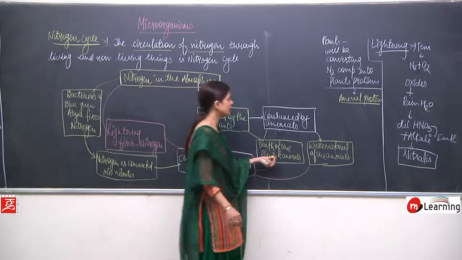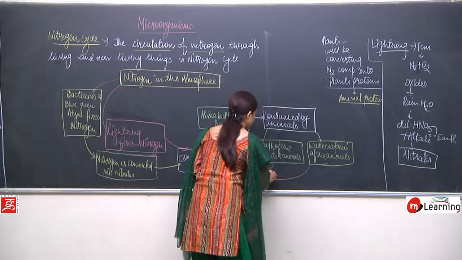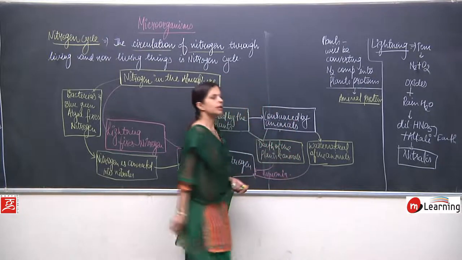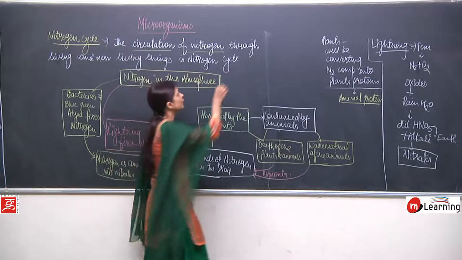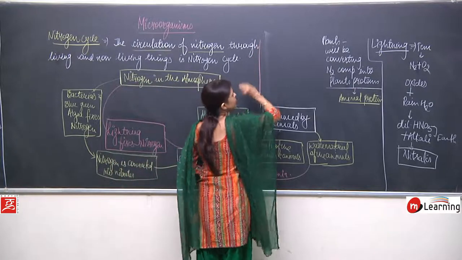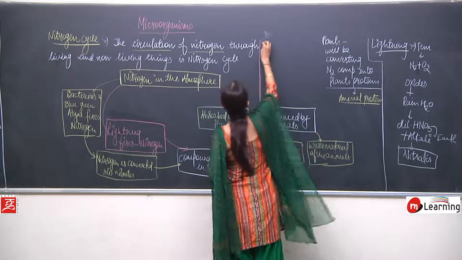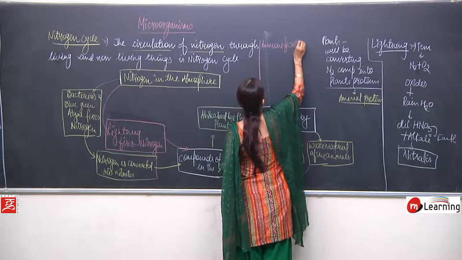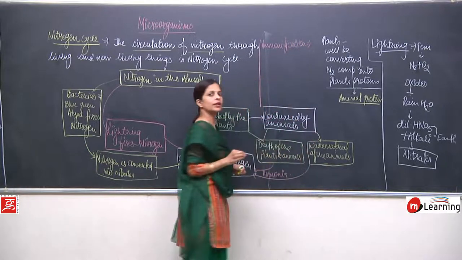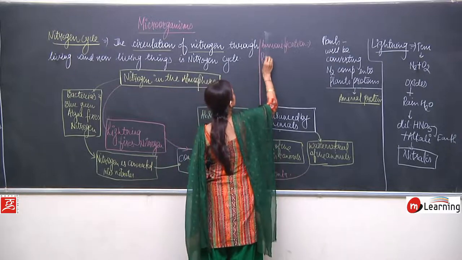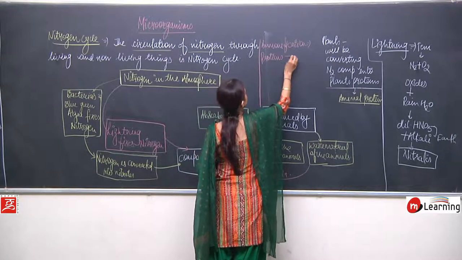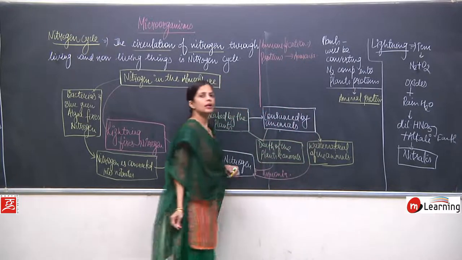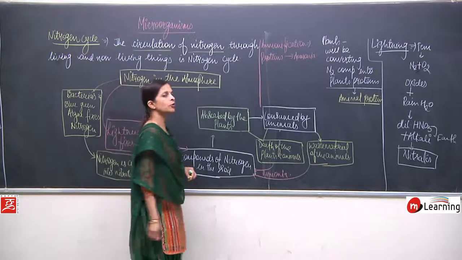Here the proteins will get converted into ammonia. Now, this is known as ammonification. I'm writing over here, there's no place now. Ammonification. What is the meaning of ammonification? Ammonification means when the proteins get converted into ammonia. This process is known as ammonification.